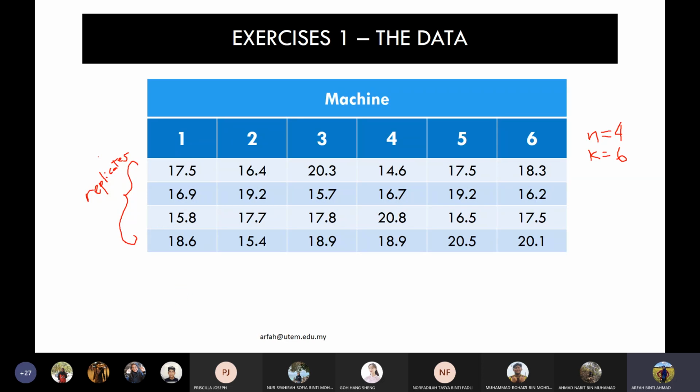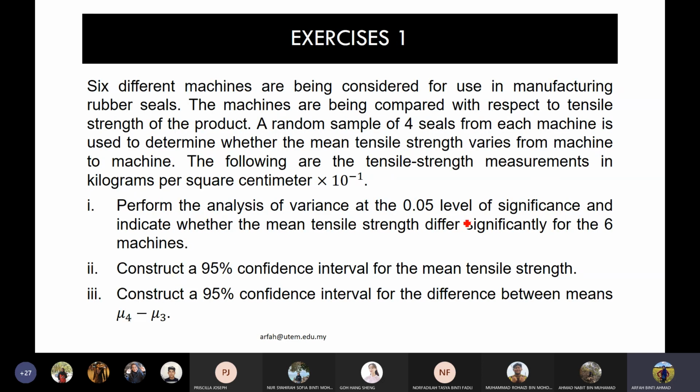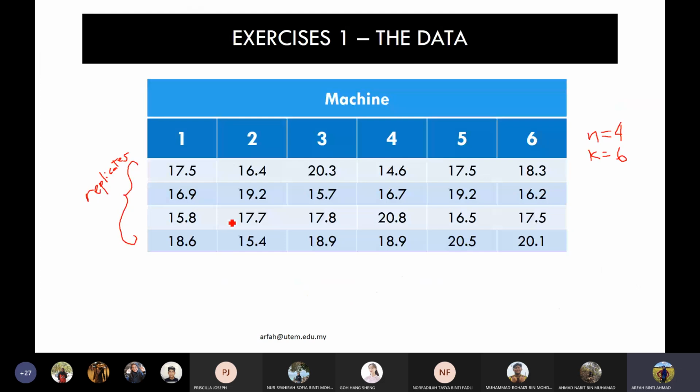So kita nak test soalan pertama, dia kata perform the analysis of variance and indicate whether the tensile strength differ significantly for the 6 machine. Meaning that for soalan pertama tu awak nak test adakah mu1 sama dengan mu2 sama dengan mu3 up until mu6. Okay. So this is the test that we are interested. So macam mana nak jawab soalan satu? For the equality of the mean, what are the first thing that you have to do? Buat apa? Guna Anova ke?